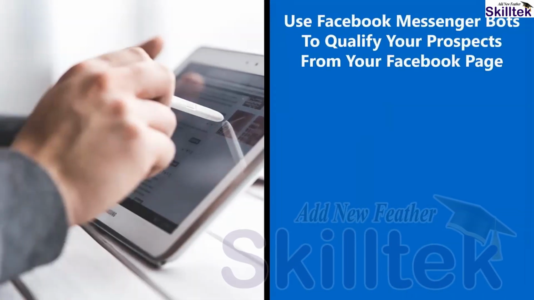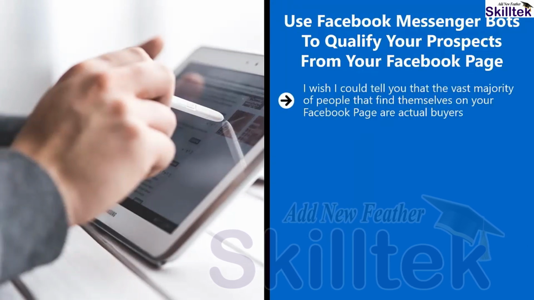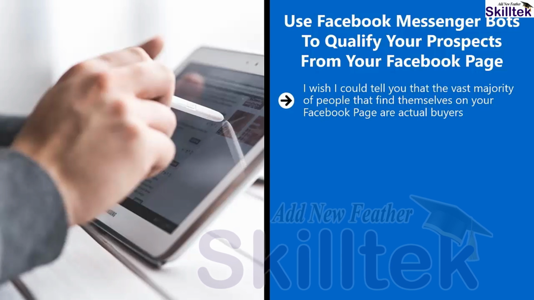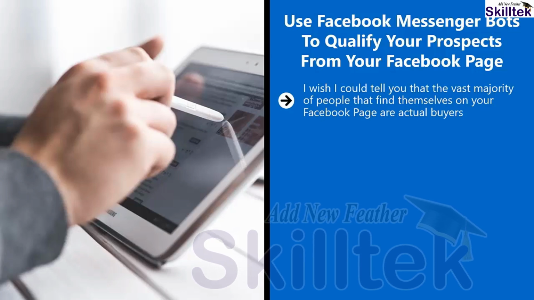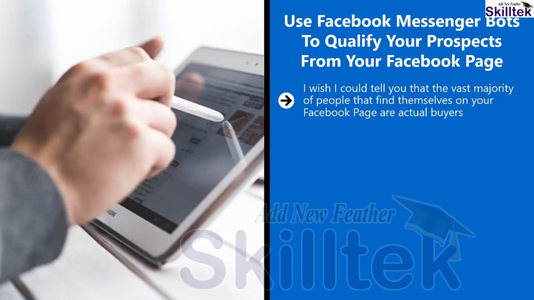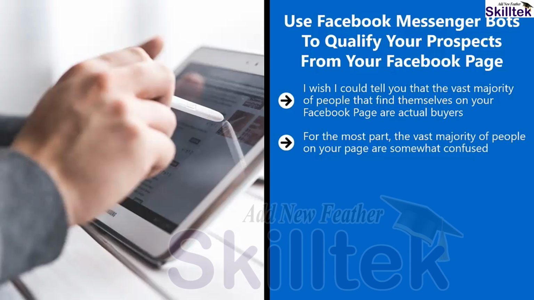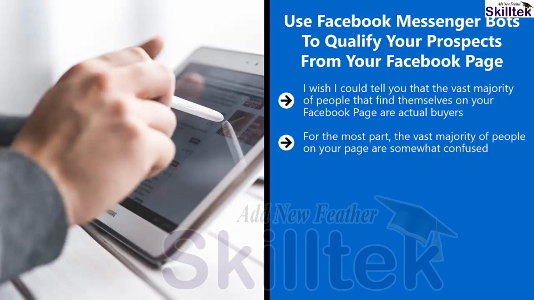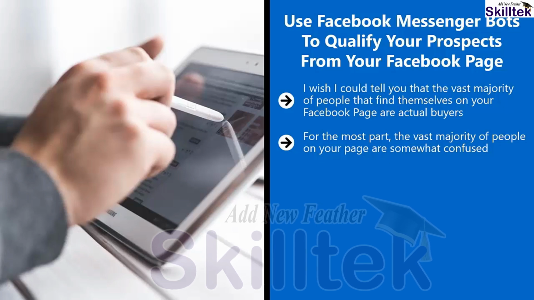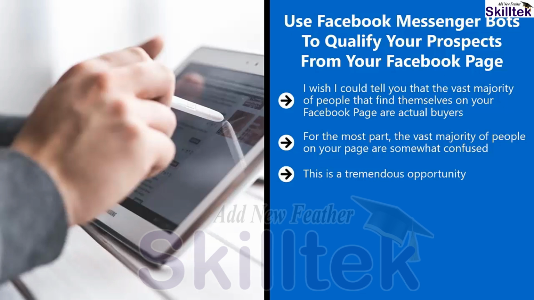Use Facebook Messenger bots to qualify your prospects from your Facebook page. I wish I could tell you that the vast majority of people that find themselves on your Facebook page are actual buyers. If you've been doing any kind of online marketing and you know your way around Facebook, you know that this isn't true. You know that this is a fantasy. For the most part, the vast majority of people on your page are somewhat confused. They're not quite clear as to what they're looking for or what they need. They have a lot of questions. This is a tremendous opportunity.